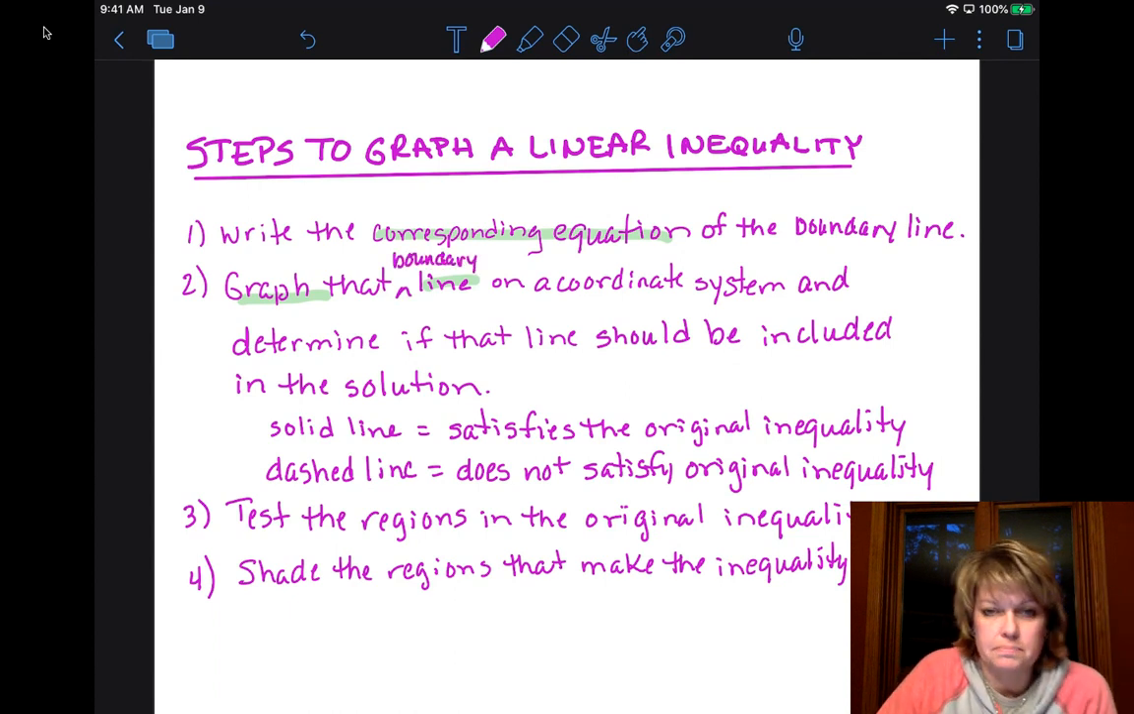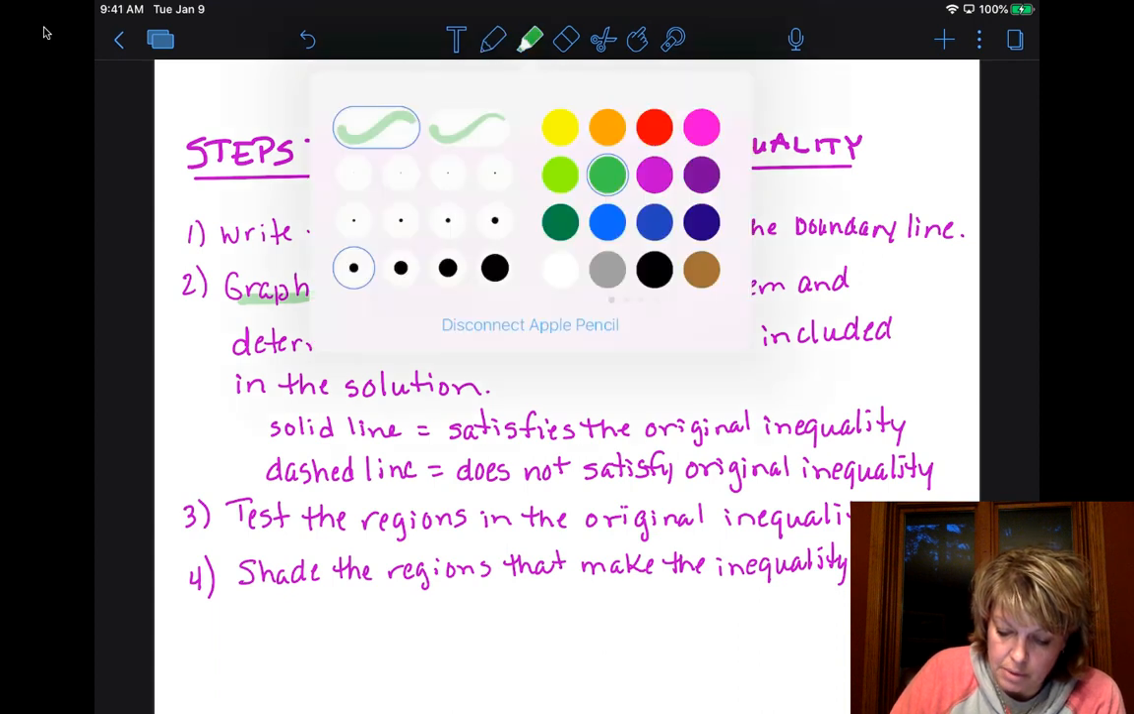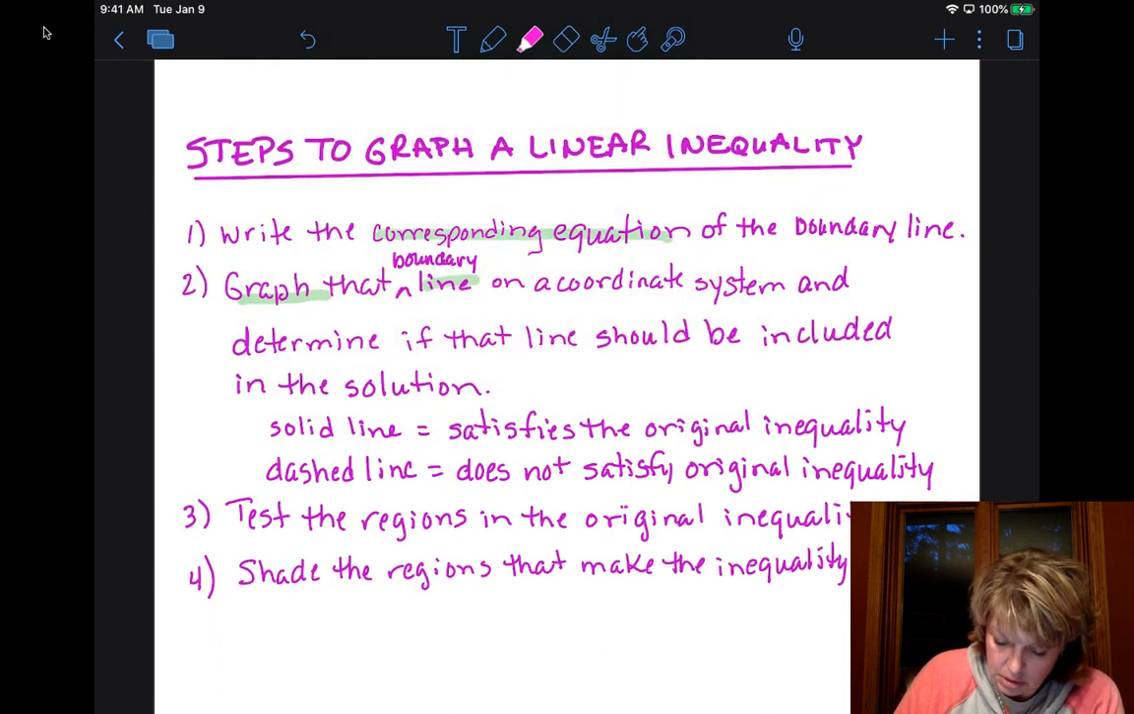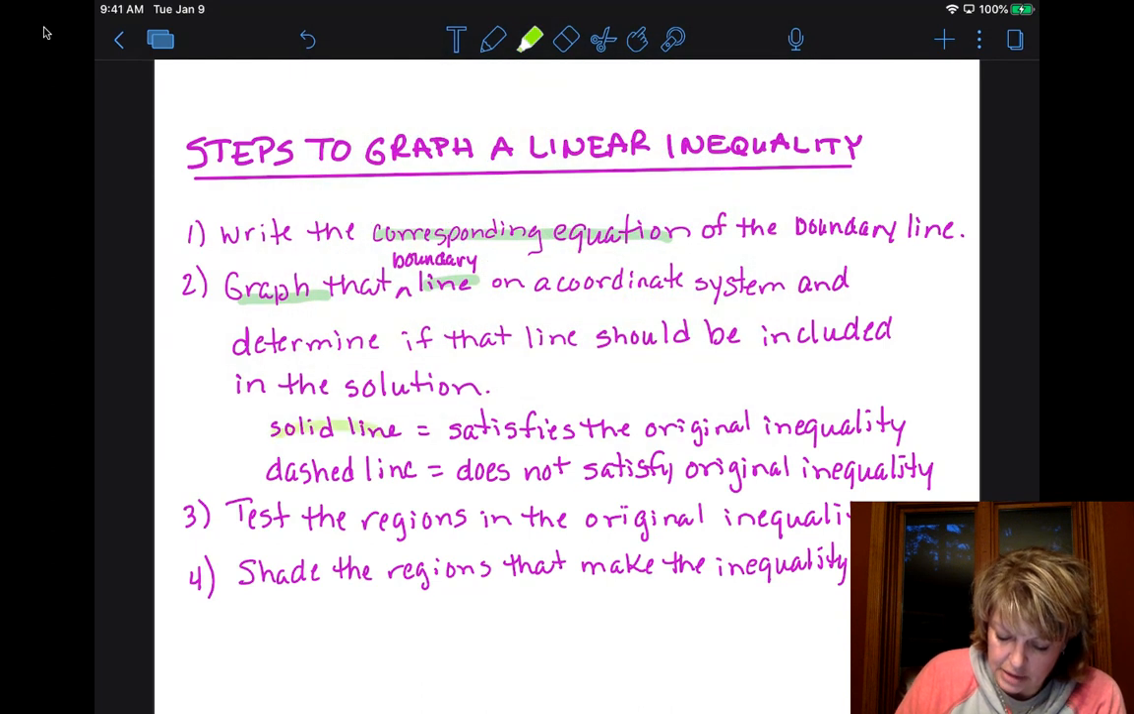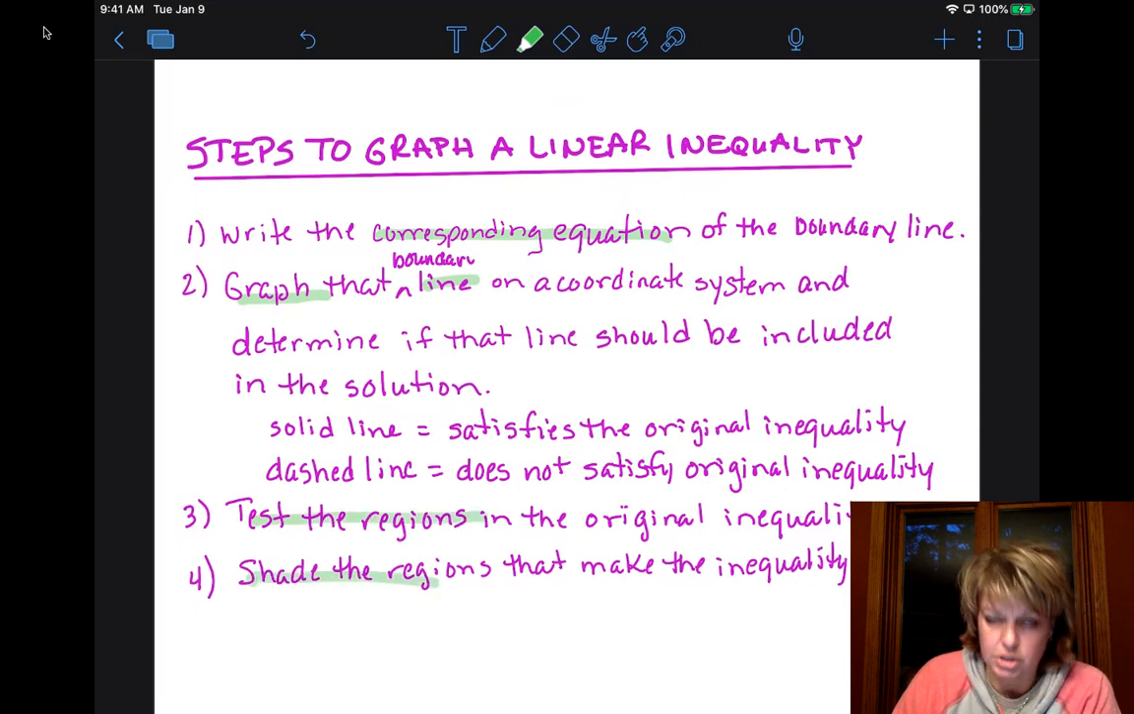on a coordinate system. Now, what you want to remember is a solid line is if it makes it work, a dashed line if it doesn't. A solid line if it makes the inequality true, and a dashed line if it doesn't make it true. Solid versus dashed. Some other similarities. We have to test the regions. We did that, and then we're going to shade the regions. So hopefully you see the similarities.